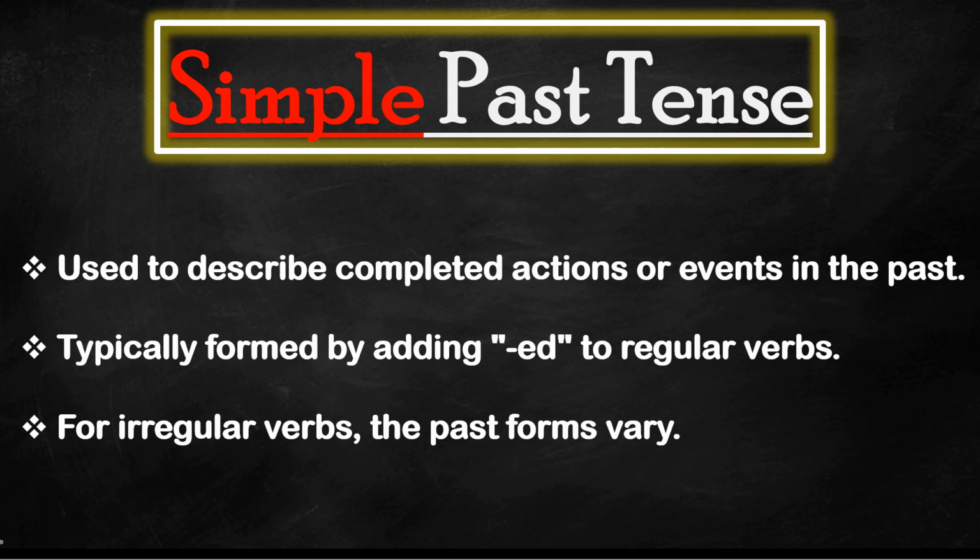Like for the past tense of play, we would add ed to it and it would become played, which is a simple past tense. But for the past tense of sing, you will not say singed, but you will say sang. So therefore, that is an example of an irregular verb.